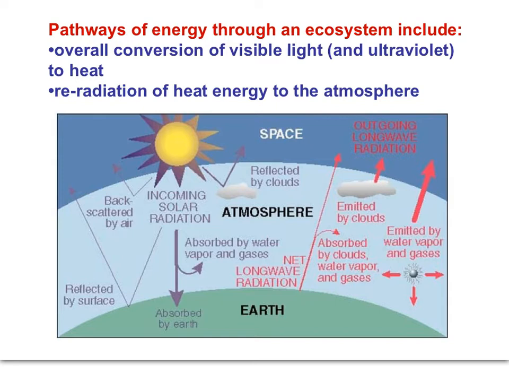In this diagram, you can see the solar energy passing into and through the atmosphere. You can see the reflection here and here and here. You can see the absorption of solar energy at the Earth's surface, and this includes the absorption of energy into the ecosystem by photosynthesis. And lastly, pathways of energy through an ecosystem include the overall conversion of visible light and ultraviolet to heat, and the re-radiation of heat to the atmosphere seen here.